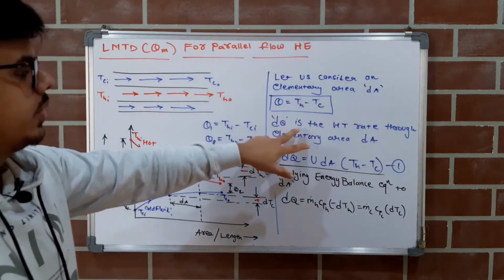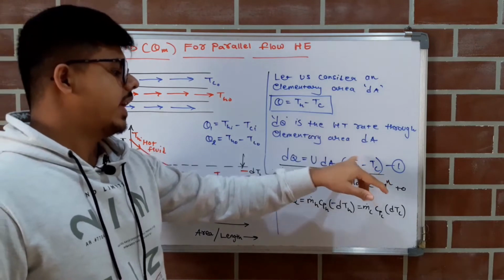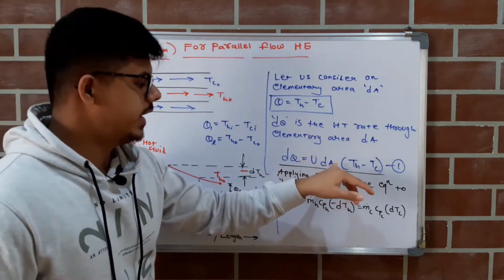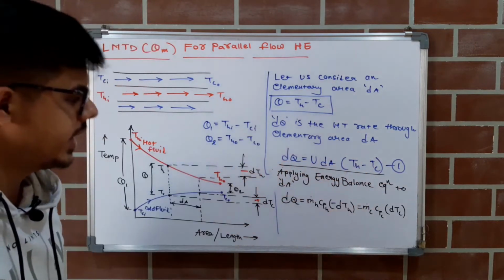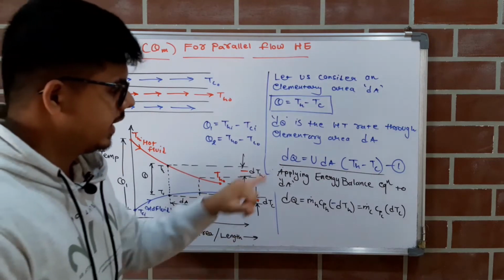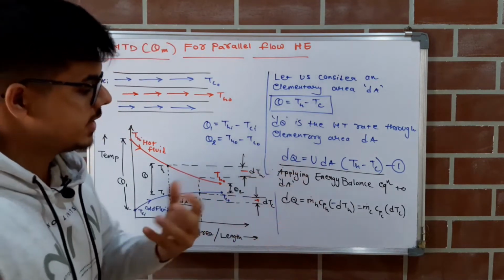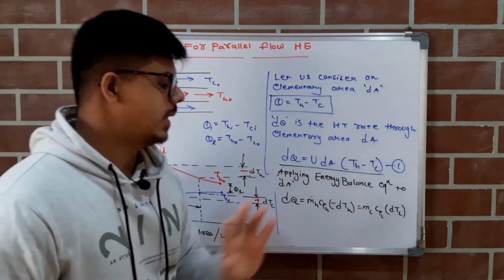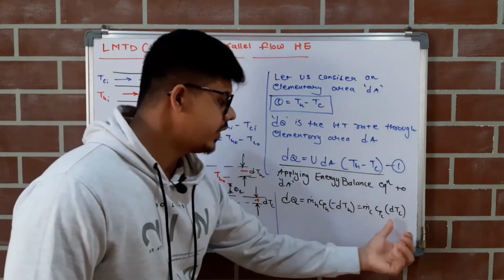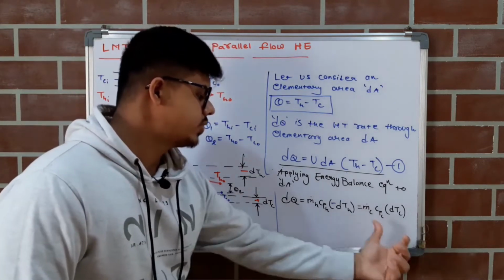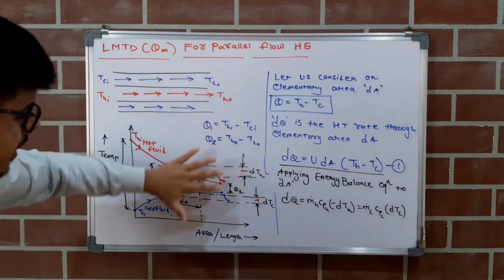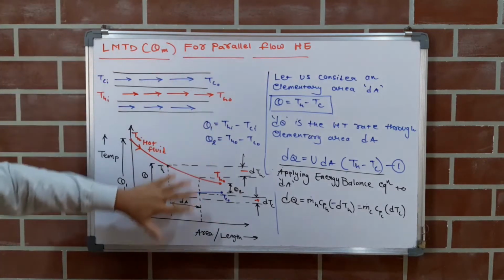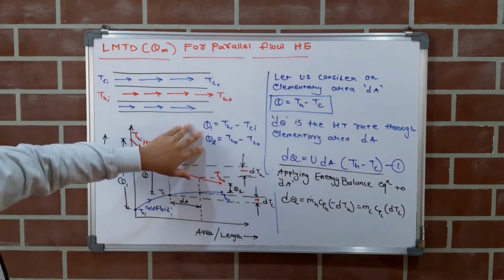Now dq is the heat transfer rate through the elementary area, so we have the formula for the heat transfer rate for the elementary area of the heat exchanger. After getting this formula, we will use the energy balance equation. So we have this energy balance equation. Now from this equation we will do some steps, but before that I will rub this part. So please note down and remember these values of theta 1 and theta 2, right?